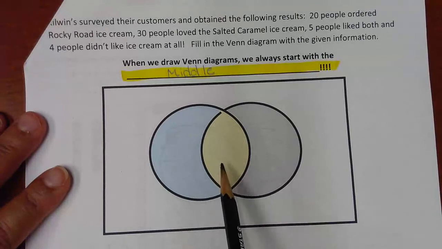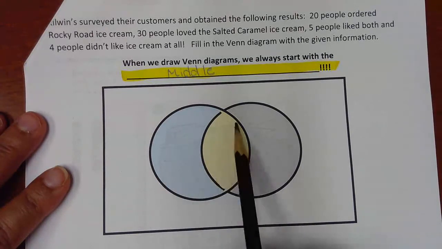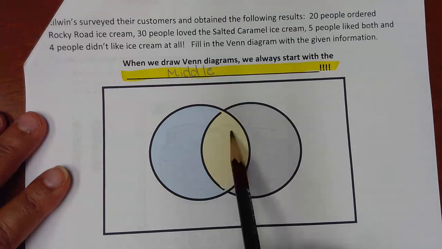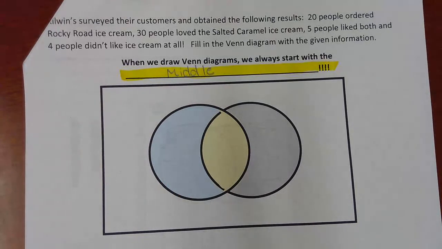What is the middle section for? Let me repeat from the previous page. It's what these two sets have in common. This is where you put the common element, what we call the intersection.